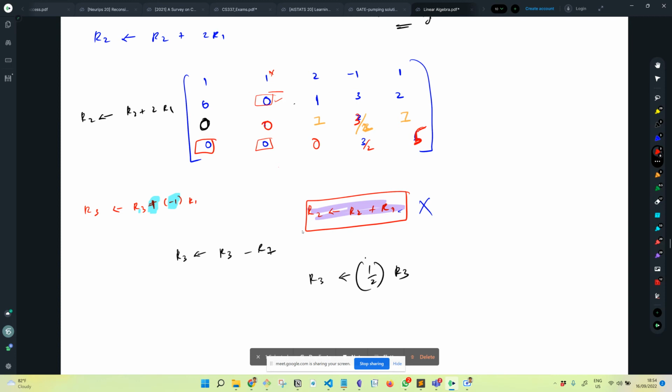Okay. Now we are done. We came to the last entry. Now can somebody suggest how to make this last entry one? R4 equals, yes, R4 equals 2 by 3 times R4, right? If you do that, then this entry will become 1, this entry will become 1, and this entry will become 10 by 3. Now we are done. So I hope the algorithm is clear. How to convert a matrix to a row reduced echelon form.